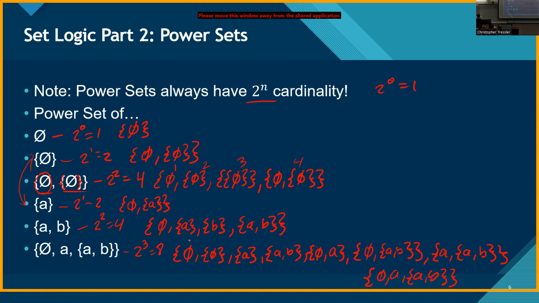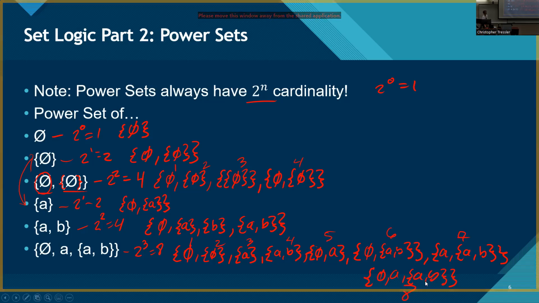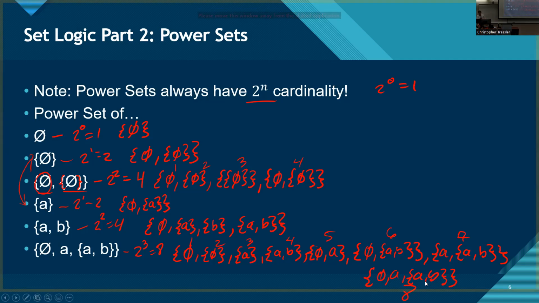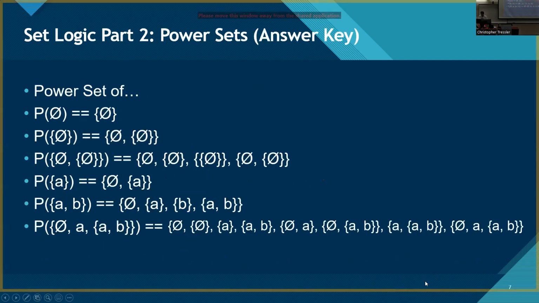And if we count this up, we should get 1, 2, 3, 4, 5, 6, 7, 8 total numbers. Do you guys see that? Hopefully that makes sense. And hopefully it's a decent enough review so that, I can guarantee you, we'll have some problems like this on the exam for these power sets. All right, so now we have the answer key for that.